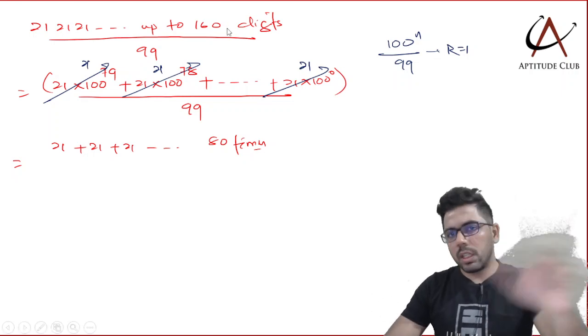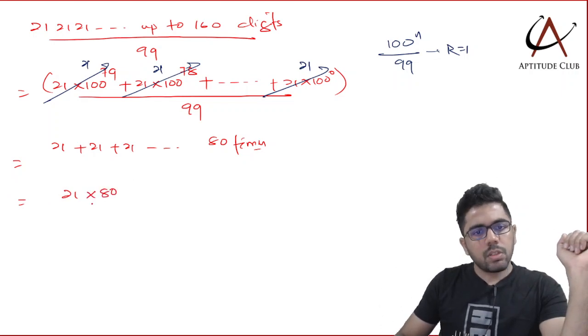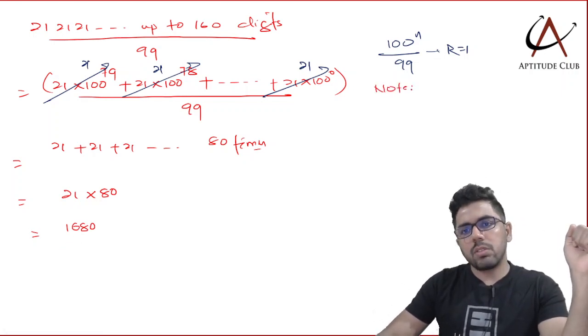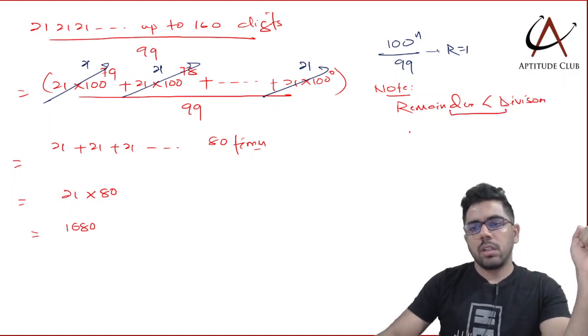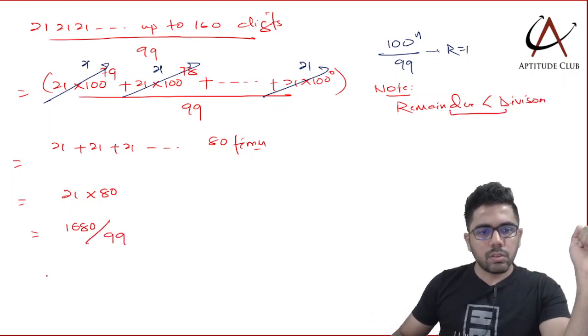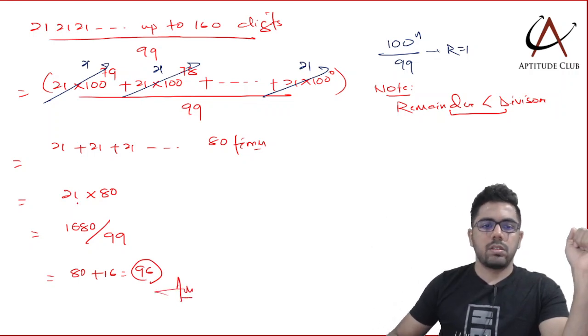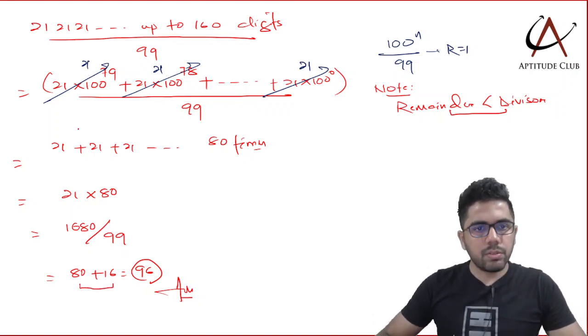160 digits, taking 2 digits for one term, so 80 terms. So 21 into 80, which is basically 1680. But 1680 cannot be the remainder. Why? Because the remainder has to be always less than the divisor. So you divide 1680 again by 99, and 80 plus 16, you will get 96 as the answer. I'll tell you how that happened, but I hope all of you understand this step.